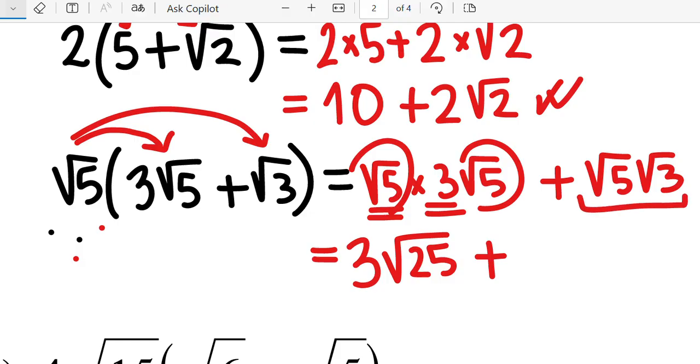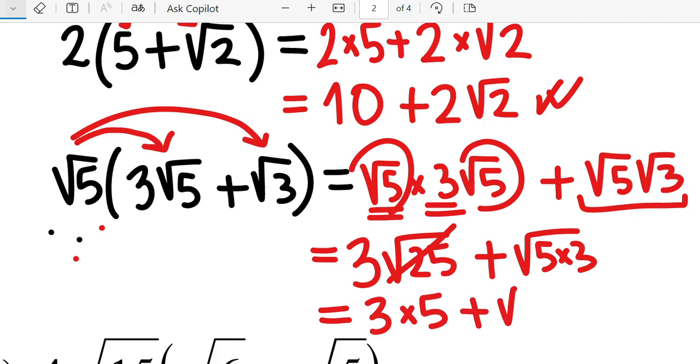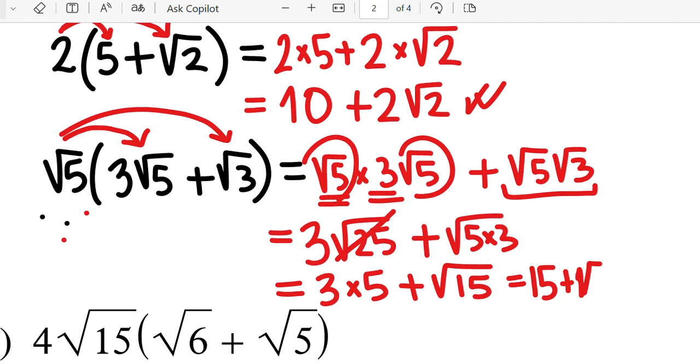Plus square root of 5 multiplied by square root of 3 is square root of 5 multiplied by 3. We are almost done. What is square root of 25? It's 5, right? So 3 times 5 is 15, and square root of 5 times 3 is square root of 15. So 15 and square root of 15. Okay, if this one is confusing, let us try more examples over here.